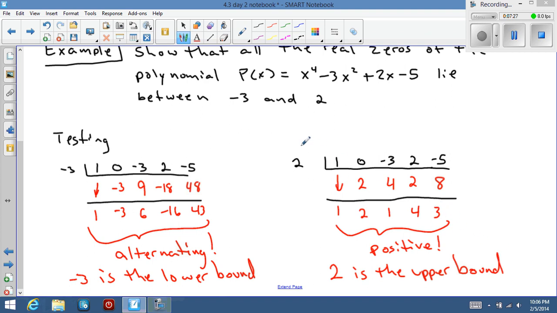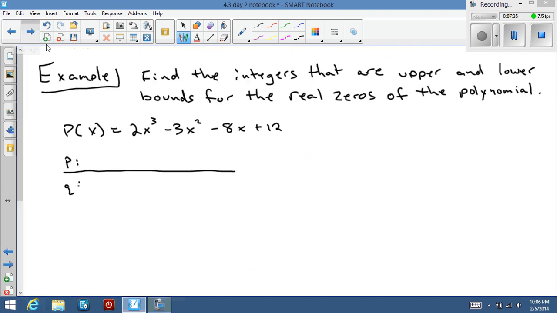Okay, so that tells us that when we're testing our zeros, not to use numbers less than -3 and not to use numbers greater than 2. All right, let's look at this example. Find the integers that are the upper and lower bounds for the real zeros of the polynomial.